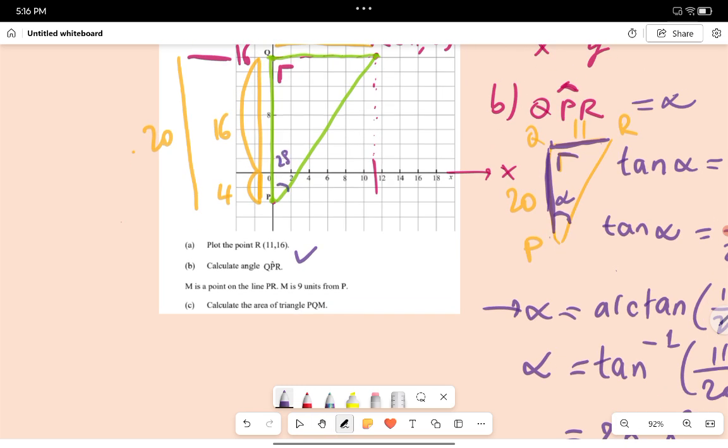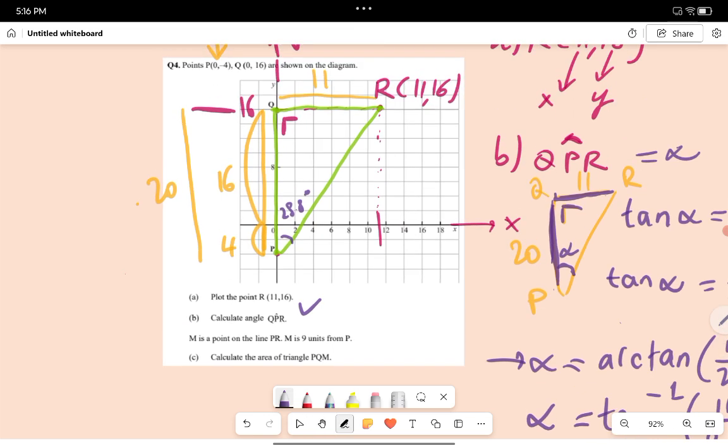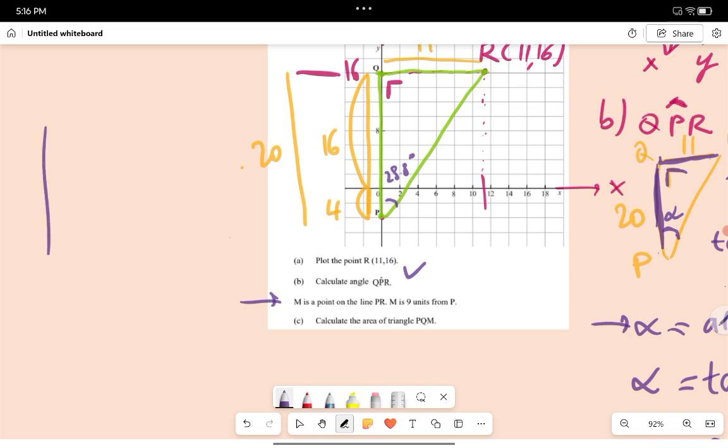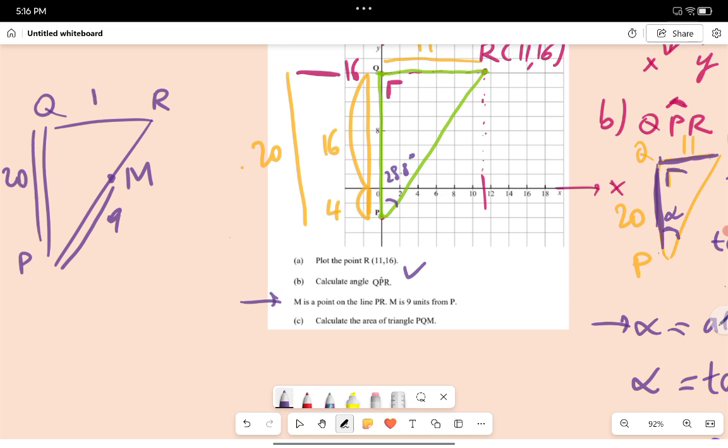This is 28.8 degrees. Now they say M is a point on the line PR. M is 9 units from P. So basically what we have originally is PQR, and M is 9 units from P. So if we go up here 9, then M must be here. And this again was 20, and this is 11. Calculate the area of triangle PQM.